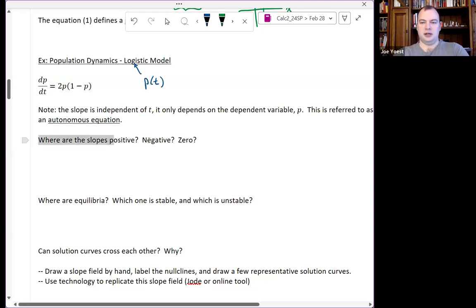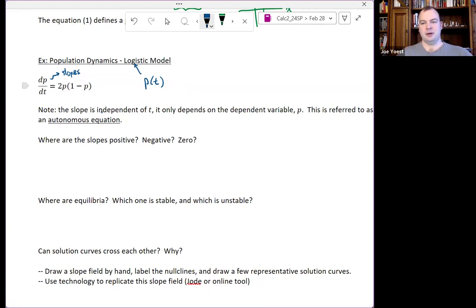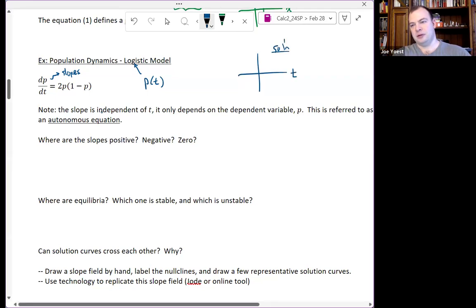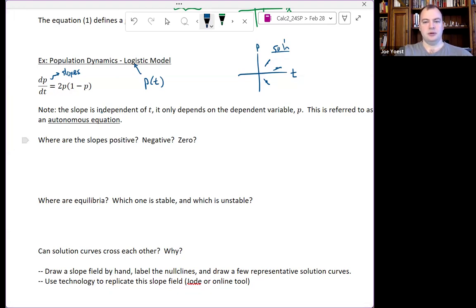So here I'd like to answer a couple of questions first. Well, I know that dp dt represents slopes of the tangent lines at certain points, right? I have my solution, p is a function of t. At different points, I'll have different slopes. Where are the slopes positive, where are they negative? Let's start with where are they zero.